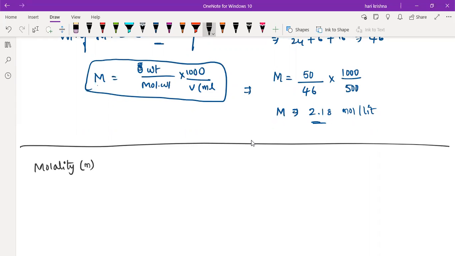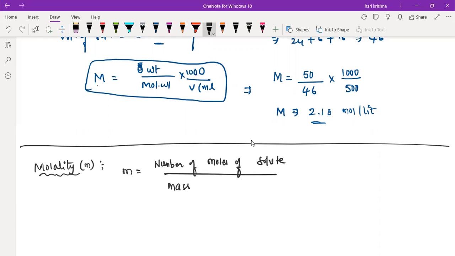Next one is molality, that is a small m. Small m is equal to, here also the same, number of moles of solute by mass of solvent. In the case of molarity, we have taken the volume of solution, right? But in the case of molality, we take the mass of solvent, that is in kgs. And the most common mistake you will make here: in some cases you will take the mass of the solution, but we should not take the mass of the solution. We should take only the mass of the solvent. That is important.